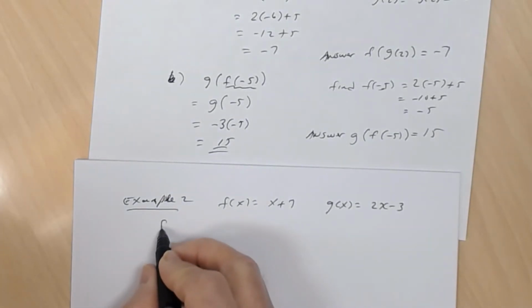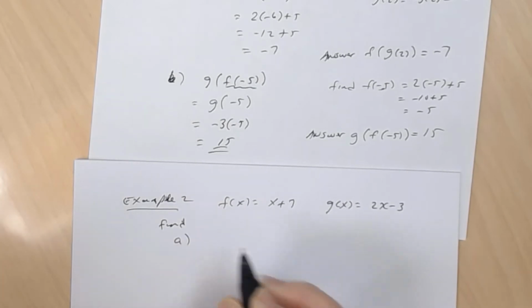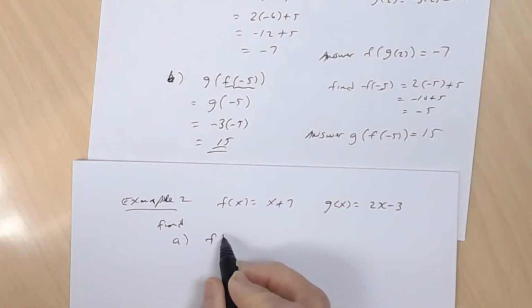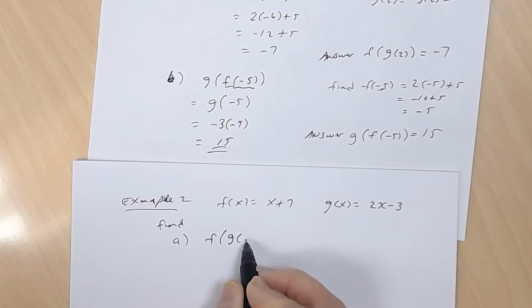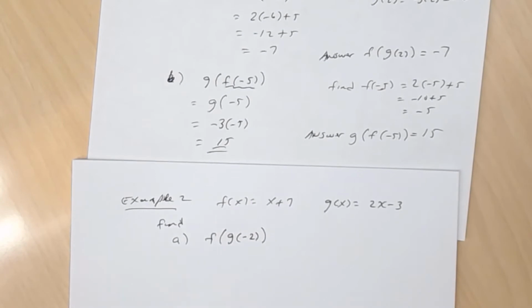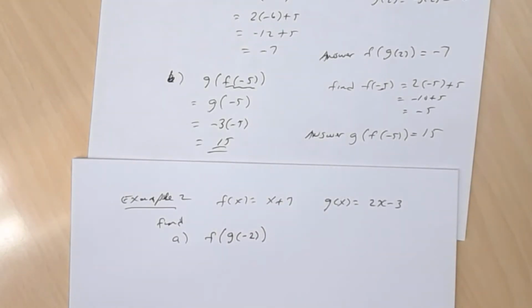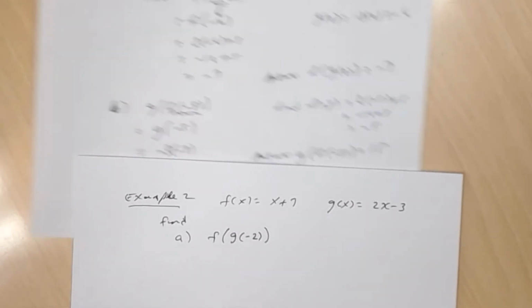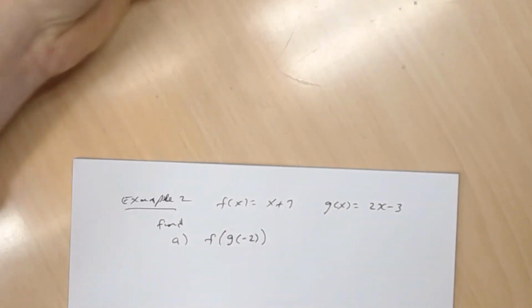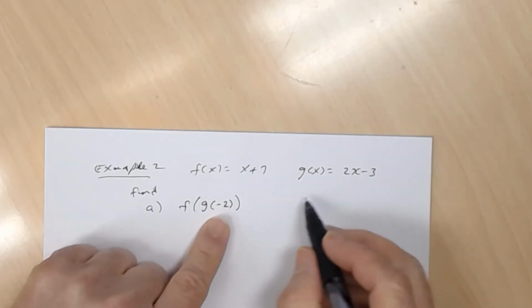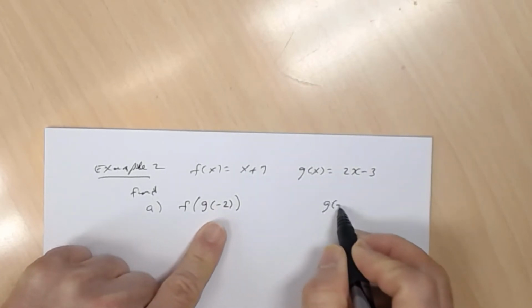Suppose I want to find, let's say, a. Suppose a is f of g of negative 2. Okay, so f of g of negative 2. Based on example 1, what's your first step? Well, your first step is to find the inside part first, right? So let's go off to the side and figure out what g of negative 2 is.